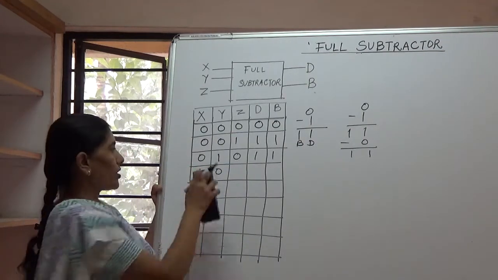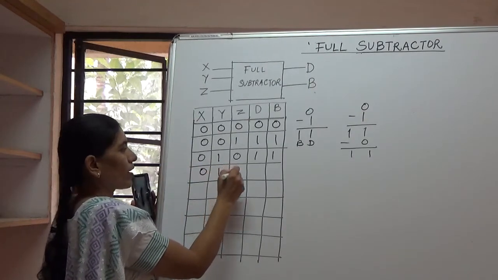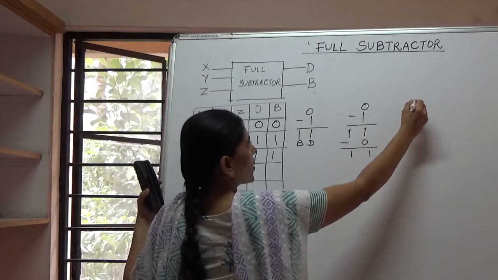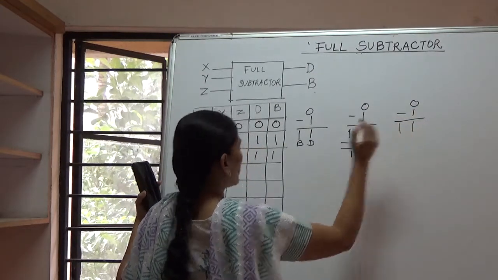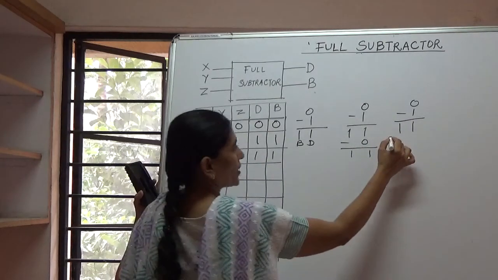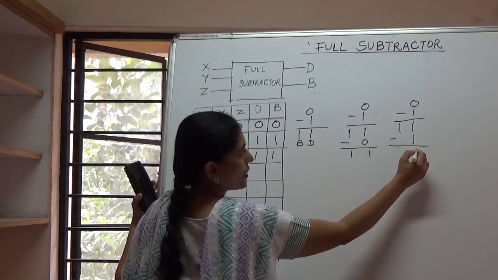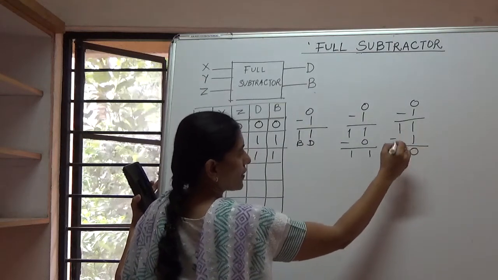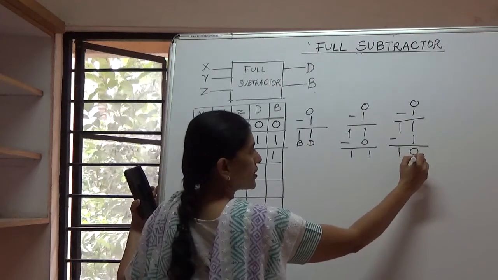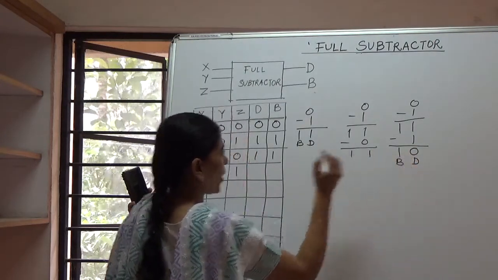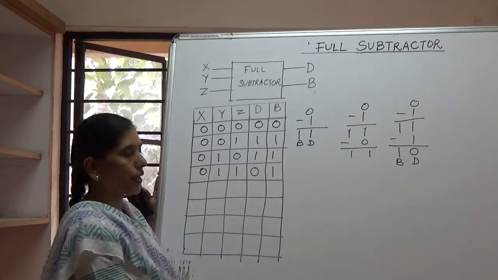The next combination is 0, 1, 1. So 0 minus 1, difference is 1, borrow is 1. Another 1 is subtracted. Now the difference of 1 minus 1 is a 0 and the borrow is taken as it is. So the difference is 0 but the borrow is 1.